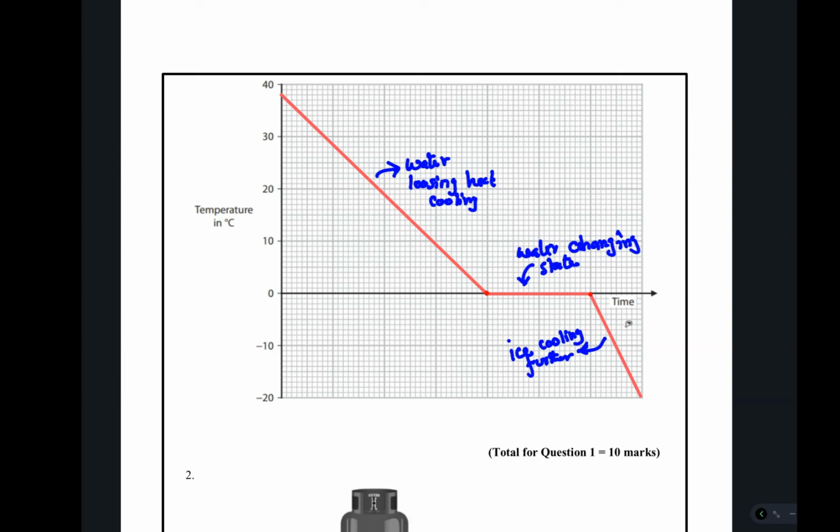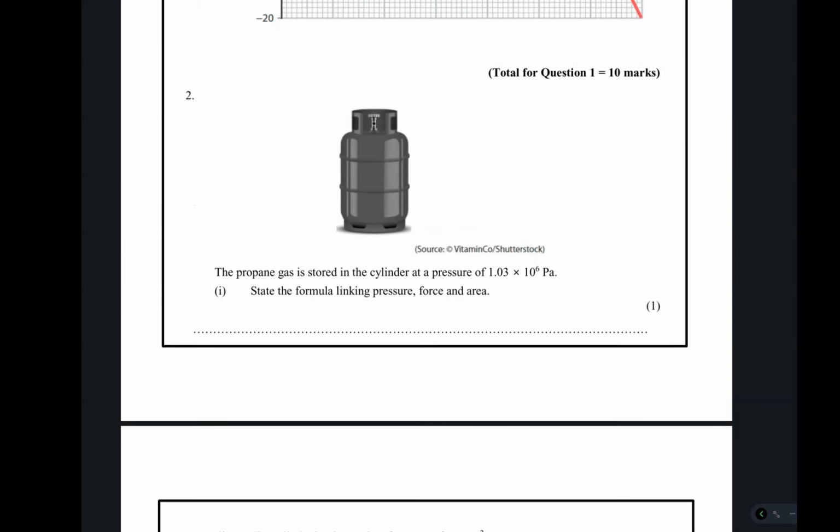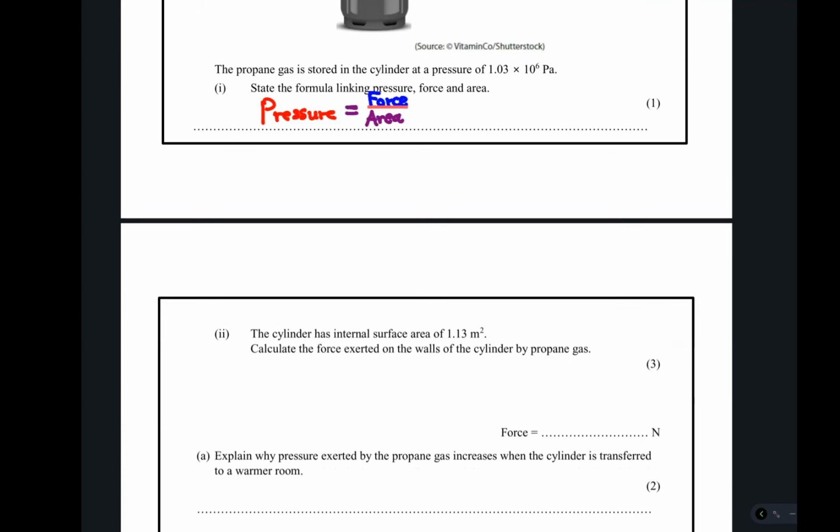Now, moving further to the next part, we are going to talk about pressure, and we are told that propane gas is stored in the cylinder at a pressure of 1.03 times 10 raised to power 6 pascals. State the formula linking pressure, force, and area. And when you are given this question, it means you are writing the formula pressure equals force over area. Remember, force should be in Newtons and the area should be in meter square.